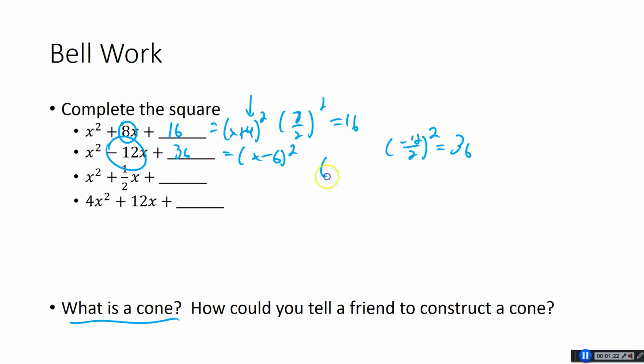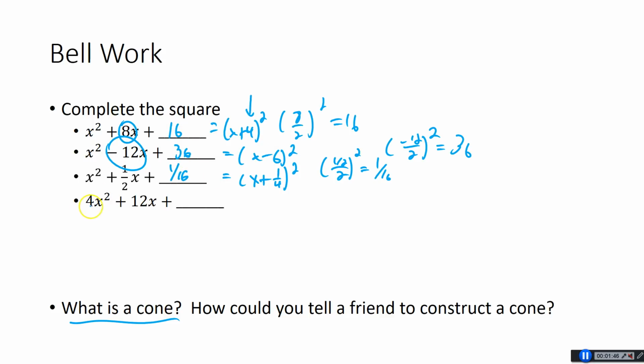Next one, we got 1/2. Oh no, fractions. You guys can do it. Divided by 2 is 1/4. Squared is 1/16. So we're going to have 1/16 here. That would be x plus 1/4 squared. Half of that middle term squared. Also the square root of the last term, but you have to be a little bit careful with the sign then, right? Because with this one, the square root of 36 is 6, but you've got to be negative because of that sign in the middle.